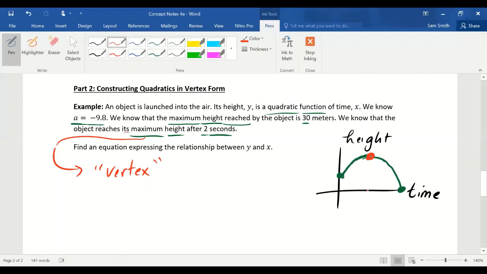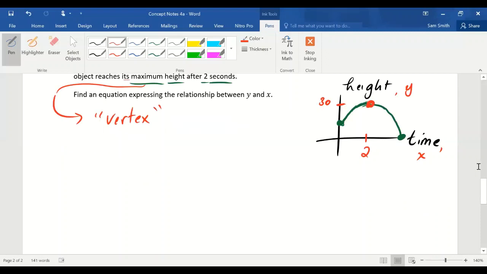So I'm going to decorate this graph with some of the data that I know. The height at maximum, the height is 30. So I'm going to write 30 on the height vertical axis here. And this maximum height was reached after 2 seconds. It took 2 seconds in terms of time to reach this maximum height. So I'm going to mark that on the horizontal time axis, the x-axis.